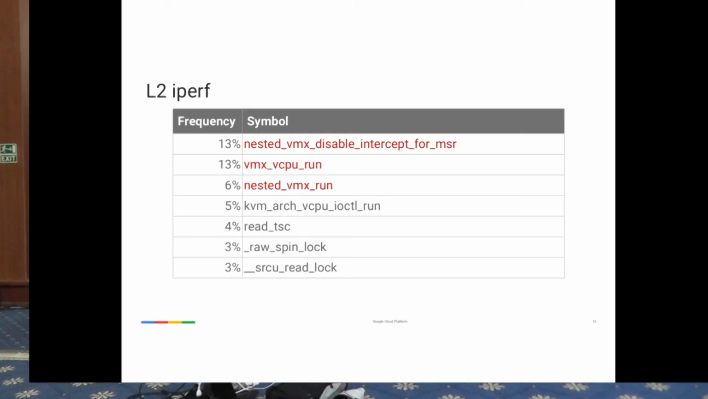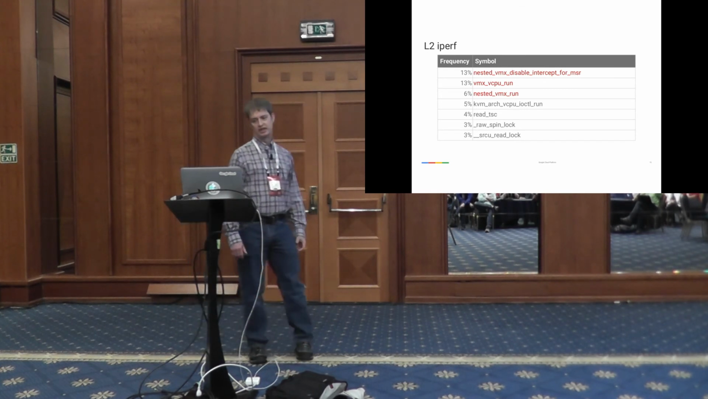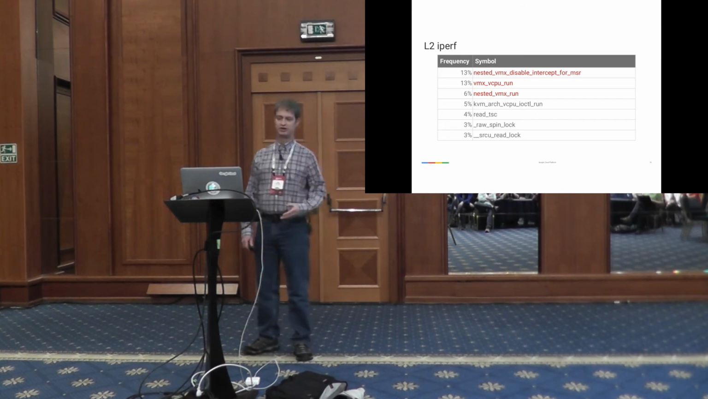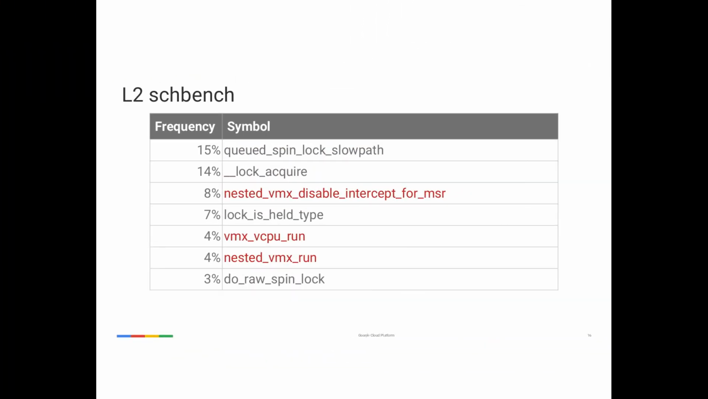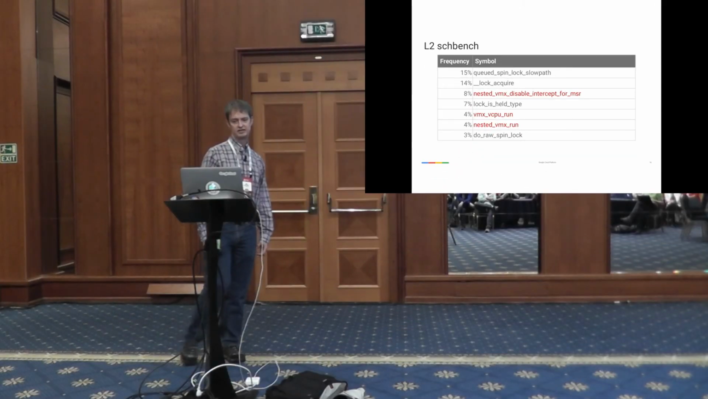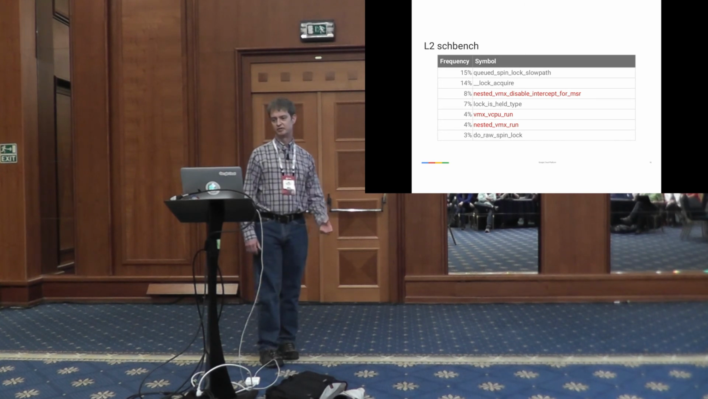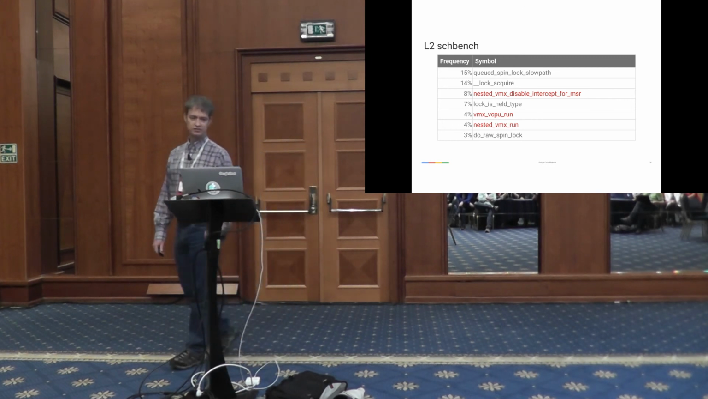iperf looks fairly similar to the CPUID, but read TSC kind of creeps up there a little bit. I think I looked into that, and it seems like pretty much on every nested VM entry, we're reading the timestamp counter. I'm not sure there's any way to save a lot there. And then the scheduling benchmark, again, QEMU spin lock slow path shoots up, as does underbar lock acquire. I don't know why that one's up there. But the three in red, again, show up pretty high.